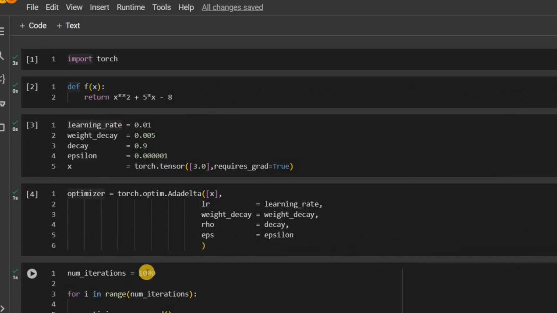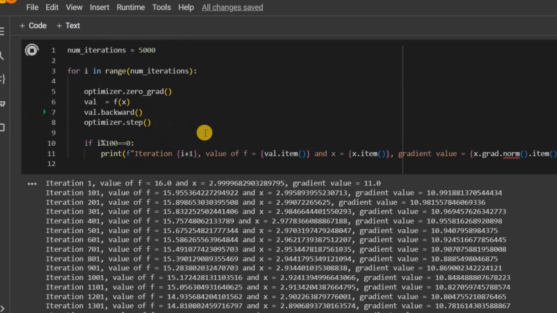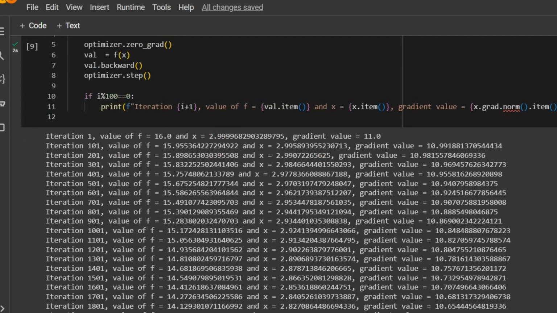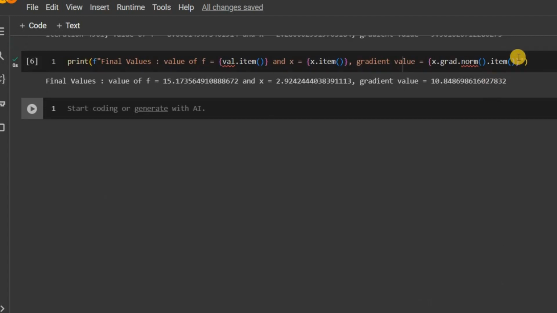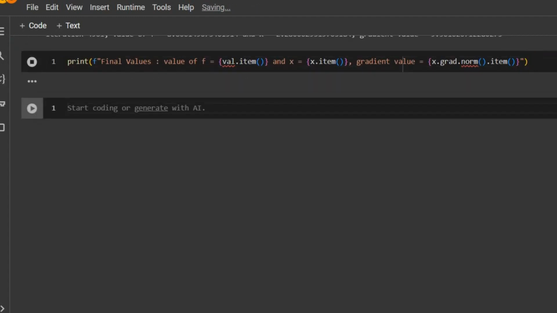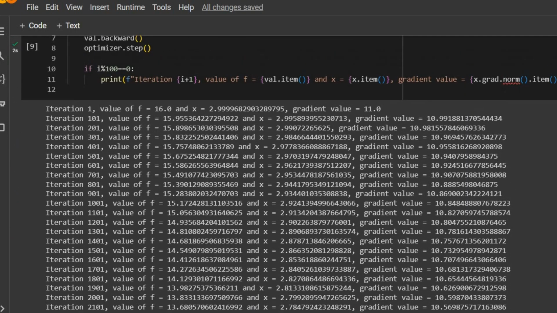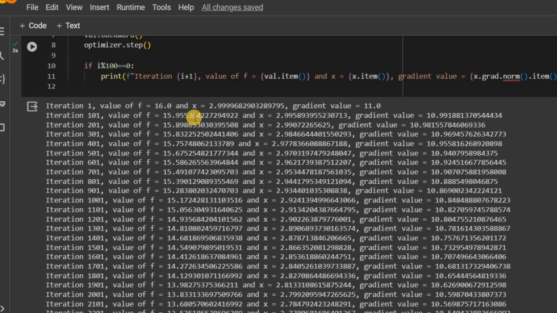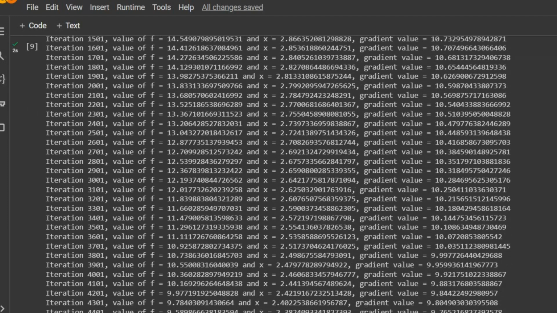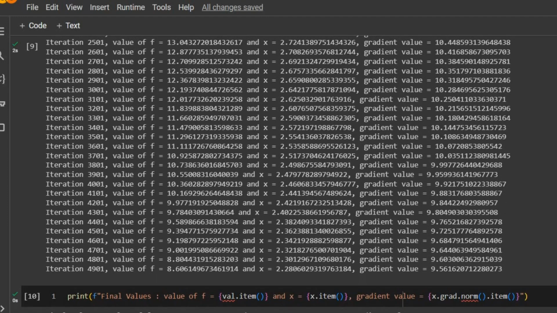Let's try to increase the number of iterations now. We can run it for around 5000 iterations and everything should remain the same, and we run the code and let's see what we are getting. In 5000 iterations, it started at the gradient value of 10.99, and the functional value started at around 16.15. It reduced, but it is not reducing to that minimal value. There is still scope of improvement as well.